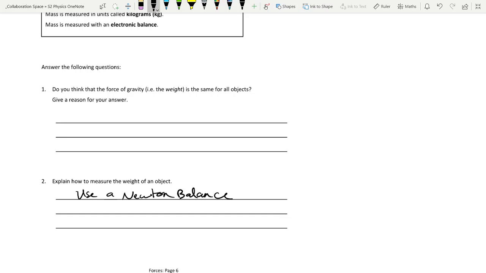Okay, so do you think that the force of gravity is the same for all objects? No. Objects with bigger masses apply a bigger force downwards.